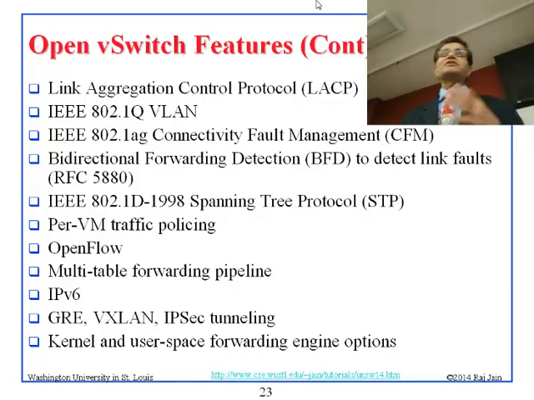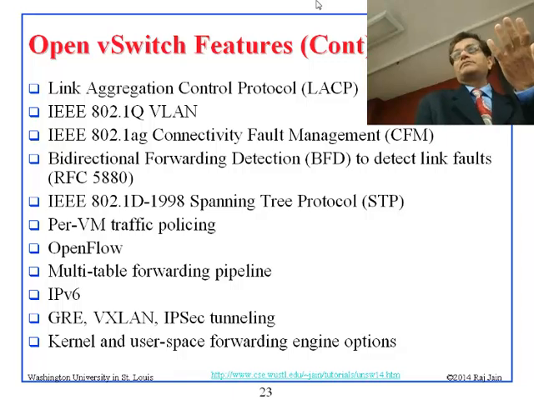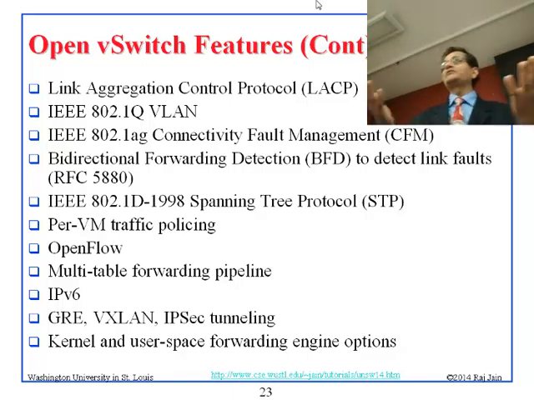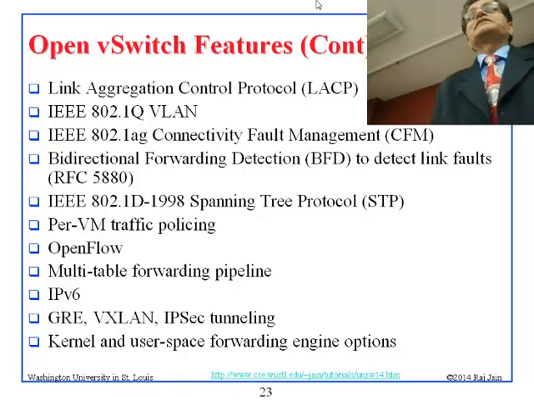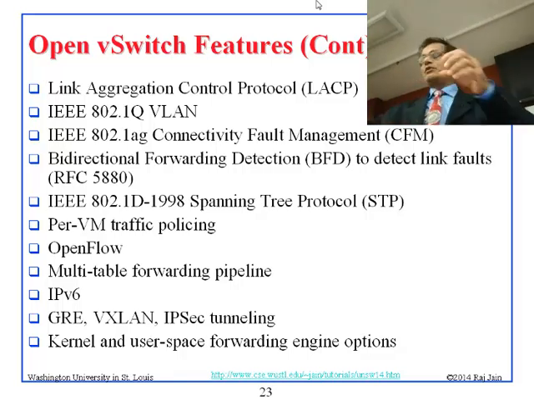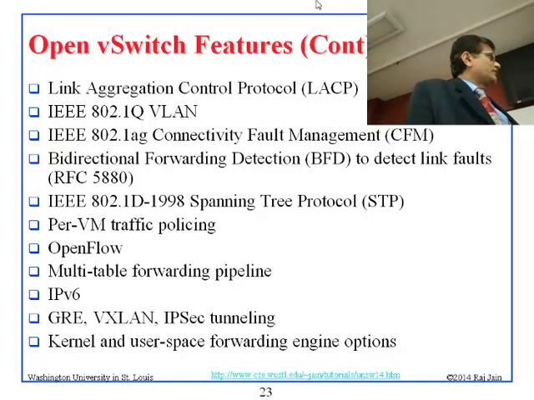What does it do? It does almost everything that anybody wants. The good thing is that this is open. The open means that everybody contributes. If you do something, you put the code there. If you extend it in any possible way, you put it there, and everybody else benefits. So it has link aggregation protocol, which means if you have five ports combined together, they can become one port. You know, 1 gigabit can become 5 gigabit. It has the 802.1Q VLAN protocol. It has fault management, bidirectional fault detection, and you name it. The list goes on, and it keeps increasing.